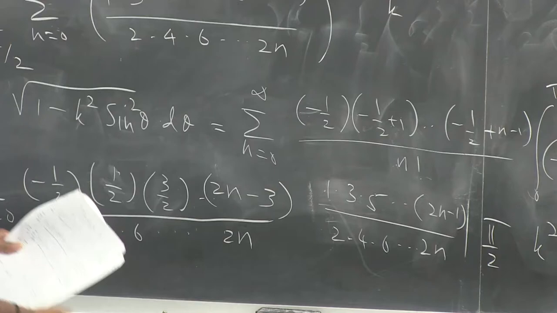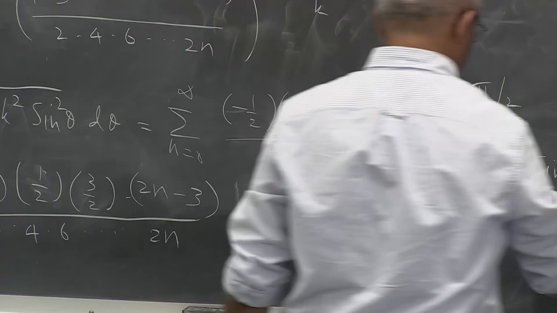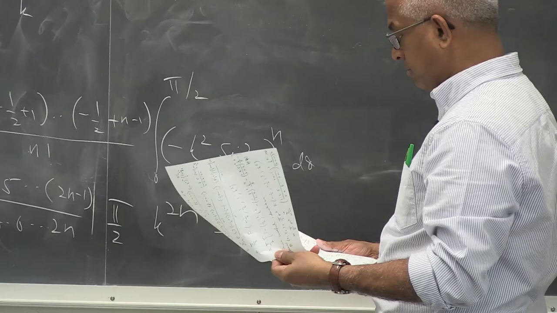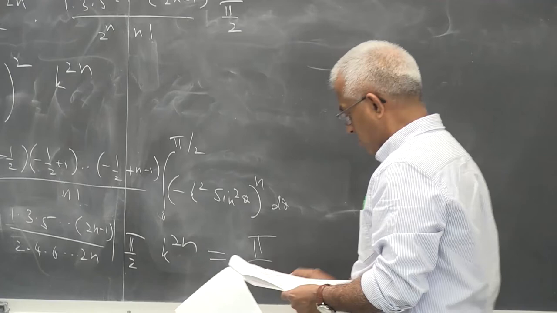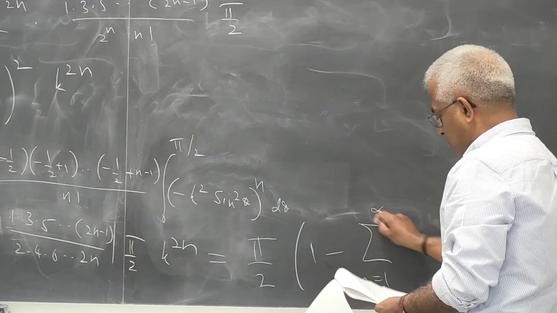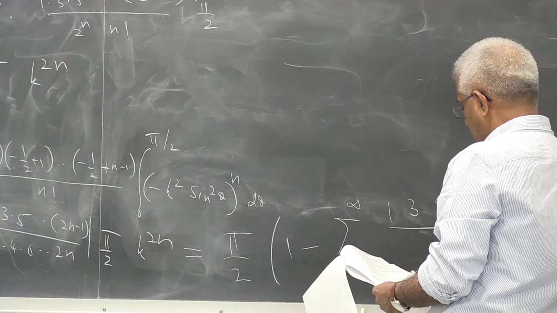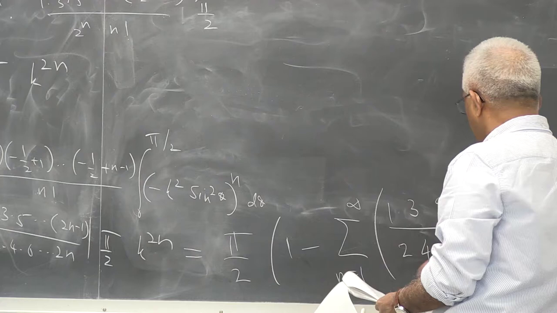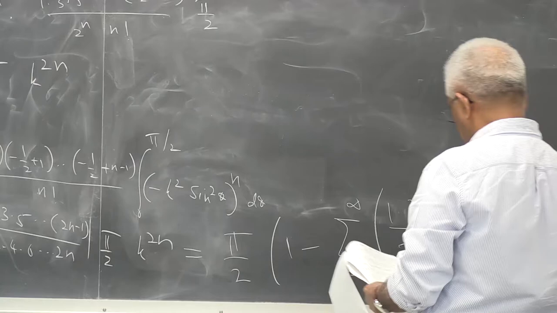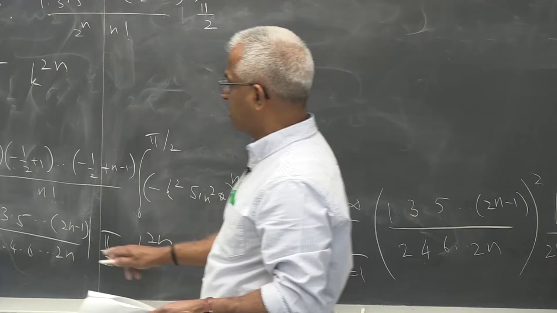So the bottom line is if you put this together, this now reads pi by 2 multiplied by 1 minus summation n equal to 1 through infinity, 1, 3, 5, etc., 2n minus 1, over 2, 4, 6, up to 2n, the whole thing squared, k to the power 2n over 2n minus 1. So the important thing is to notice this minus sign. That's because, as I explained here, there's only one place the minus is going to come. So the minus sign will be there.